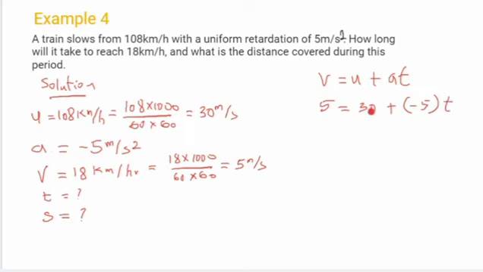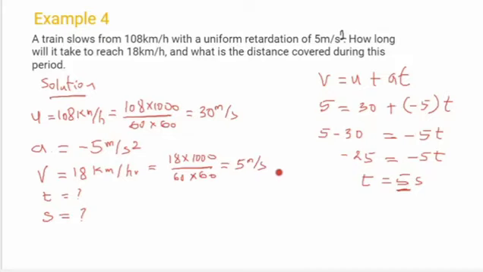Move this 30 to this side, so 5 minus 30 is equal to minus 5T. 5 minus 30 will give us minus 25 equals minus 5T. So we'll divide through by 5, divide here by minus 5, we have T, divide here by minus 5, we're going to have T as 5 seconds. That's our answer.